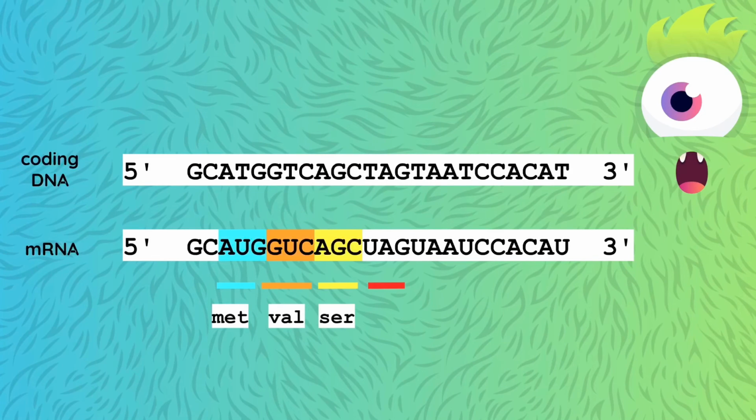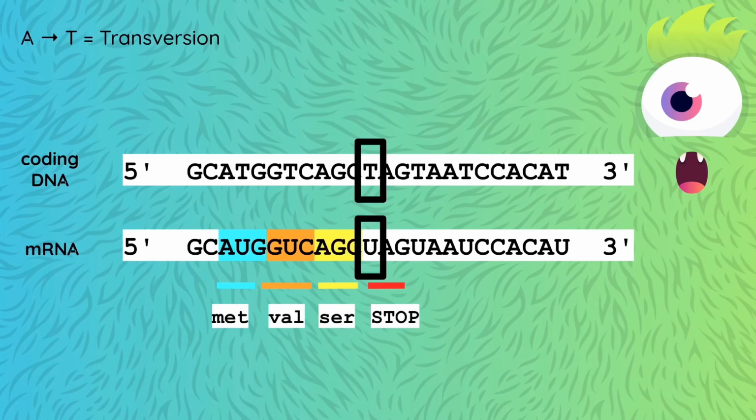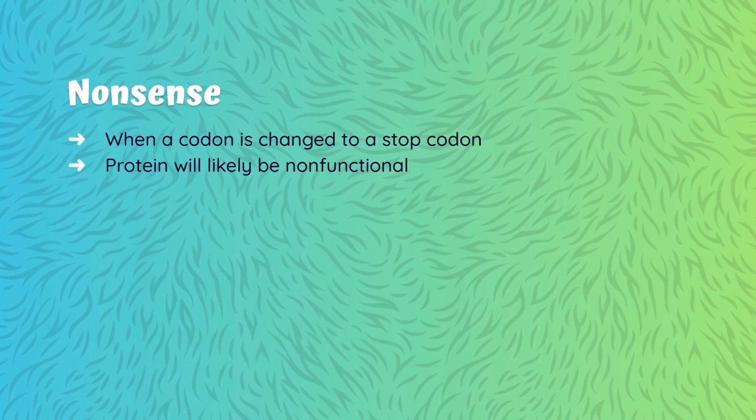The A to T transversion in this monster resulted in a premature stop codon in place of what is normally lysine. When a codon is changed to a stop codon, it is called a nonsense mutation. These mutations most likely lead to the protein becoming non-functional.